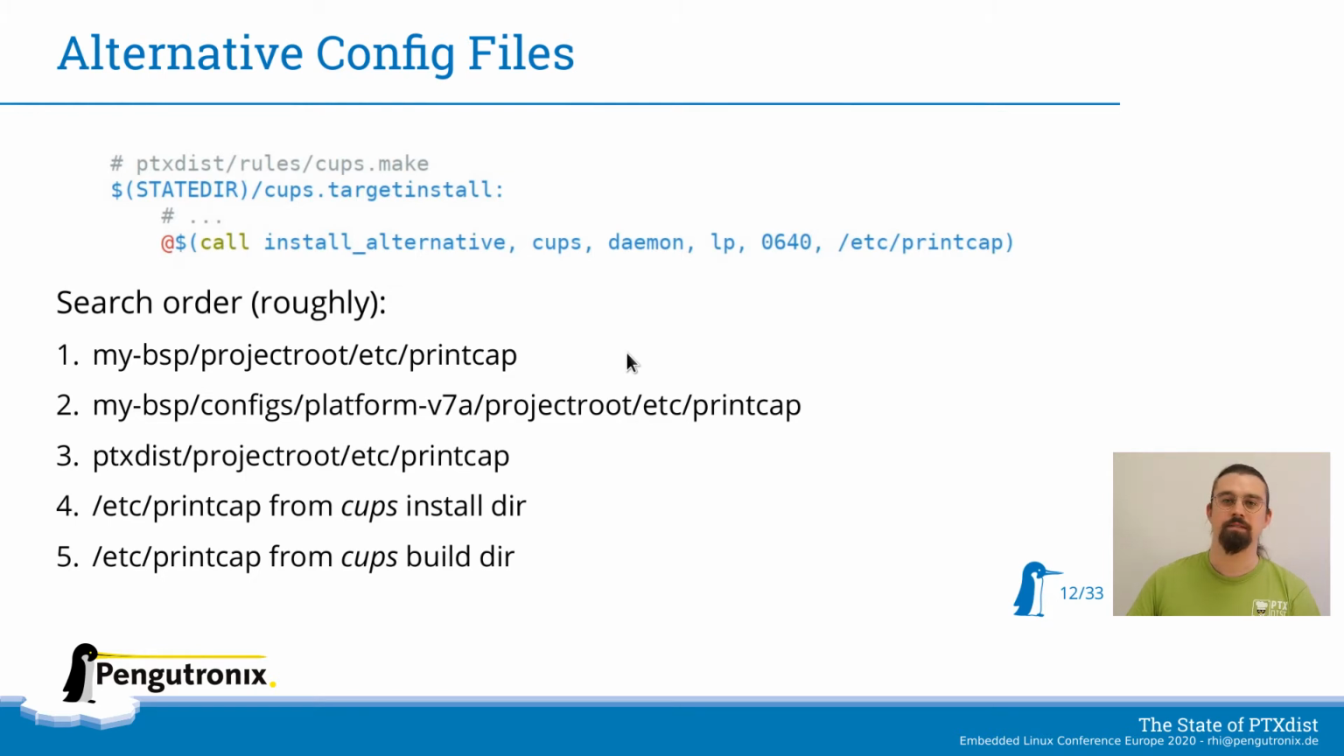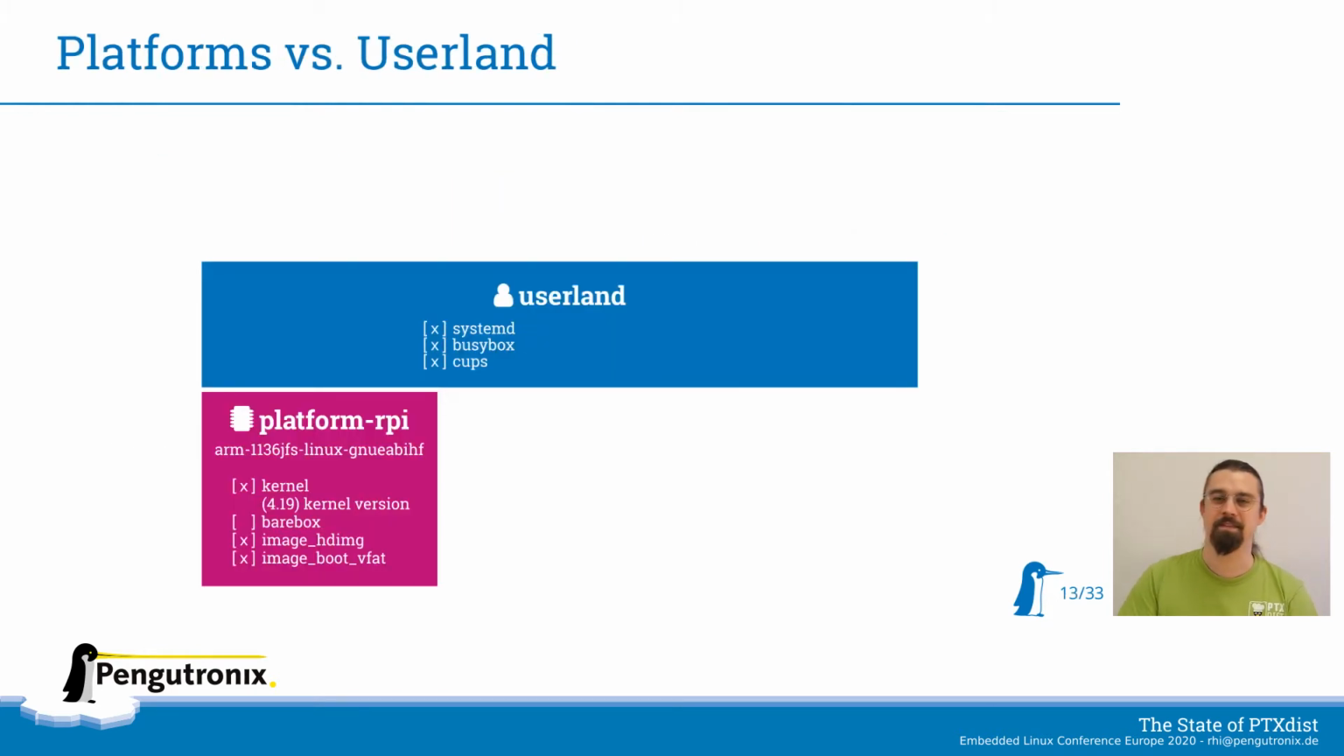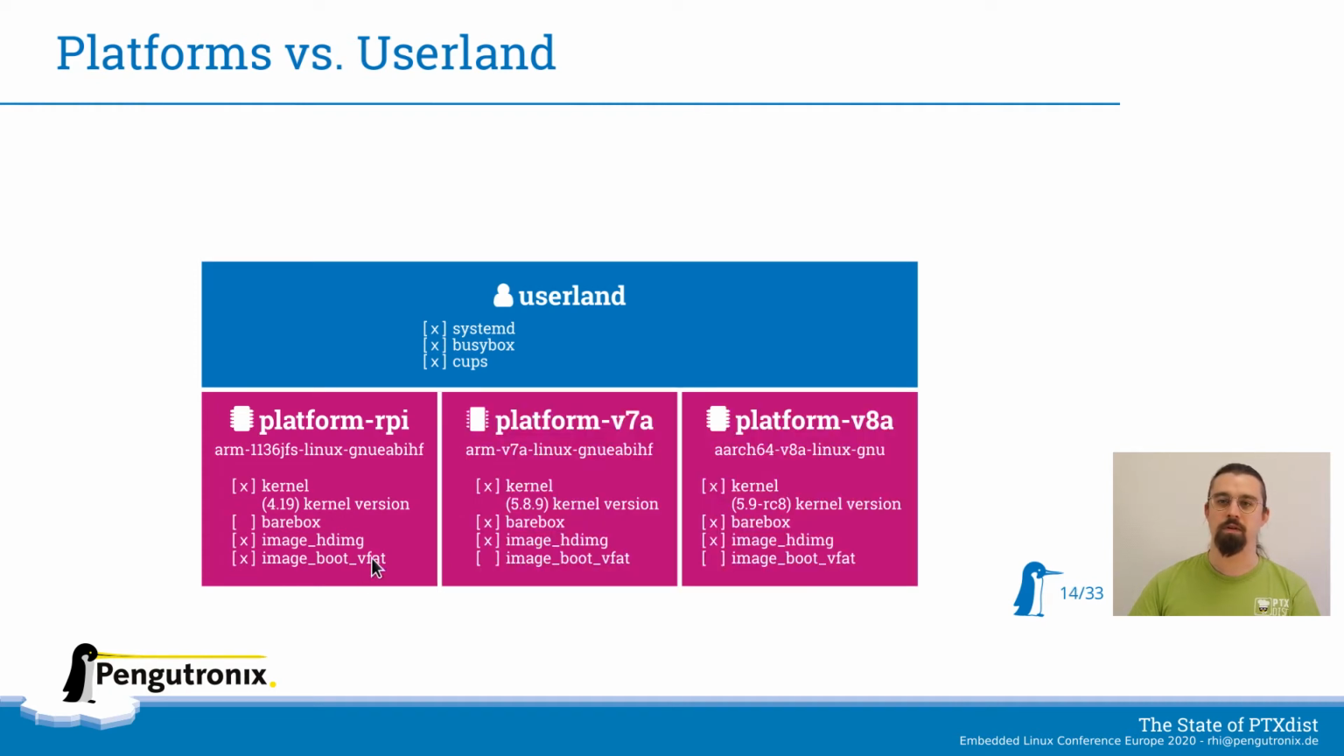That's easy. Let's have a look at platforms. As I already said, platforms are all about different hardware. So in this case, we're having a platform Raspberry Pi, and it uses the ARM1136JFS cross-compiler and a kernel 4.19, and it builds an HD image, and the Raspberry Pi also needs a boot partition, which is vfat. But we don't want to use only the RPI. We also want to use other platforms.